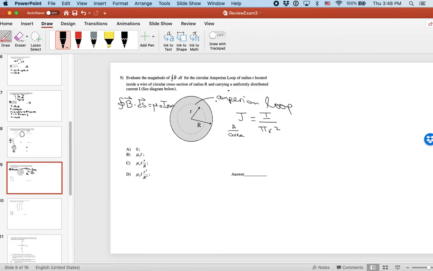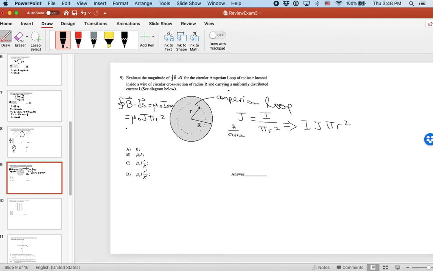So I know that I want to plug in I. So that tells me that I is equal to J times pi r squared. And I can plug that in here. So I'm just going to put equals mu naught J times pi r squared.